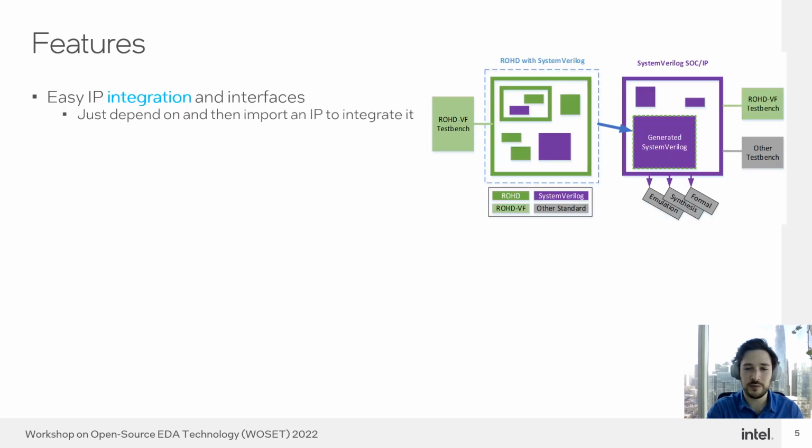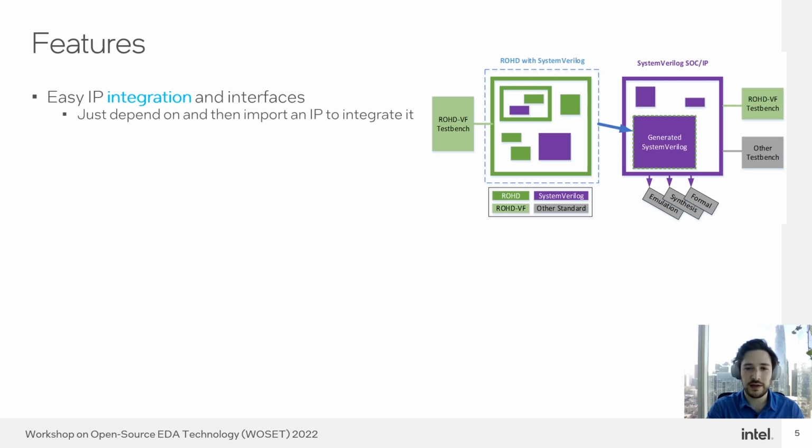IP integration is super simple with ROHD. Connecting two IPs with a common interface is a one-line affair. Integrating an IP is as simple as importing it. The diagram on the right shows how you can mix and match hardware and test bench components in both ROHD and SystemVerilog. The green boxes are ROHD, the purple boxes are SystemVerilog.